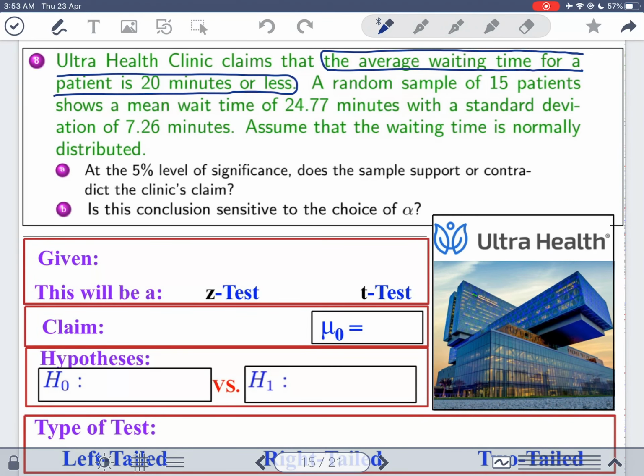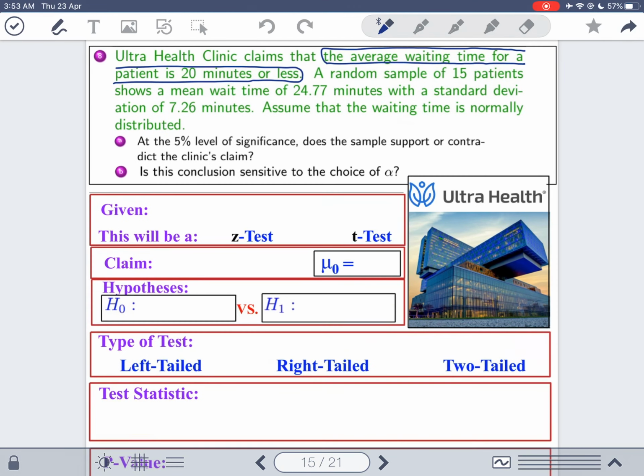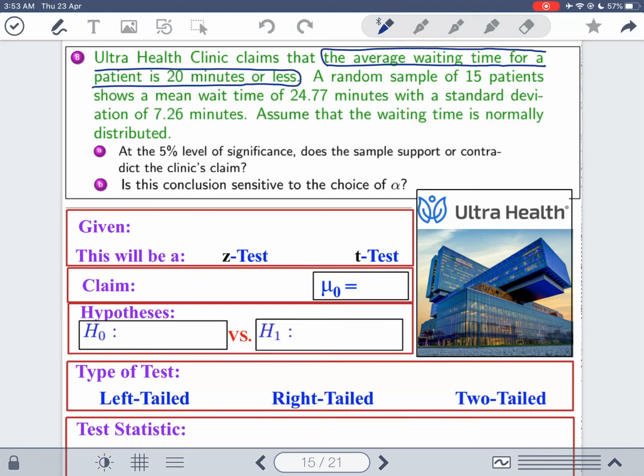Okay, so we want to see if this is true or not. Personally, I always wait more than 20 minutes. But let's see, maybe this clinic is telling the truth. So let's see what's given, the claim. They say the average waiting time for a patient is 20 minutes or less. Since this is not based on a sample, you assume that this is something about the population mean, because they're giving you this in general. So they're telling you that the mean waiting time is at most 20 minutes, so less than or equal to 20. This means that this is H0, the claim, because it has an equal sign in it.